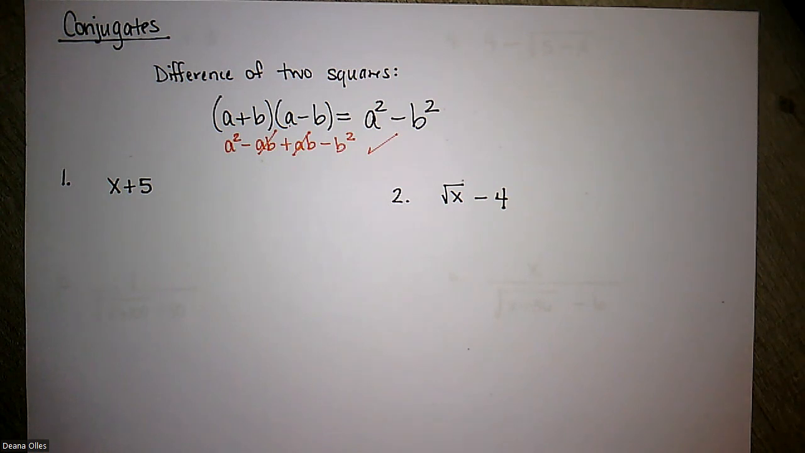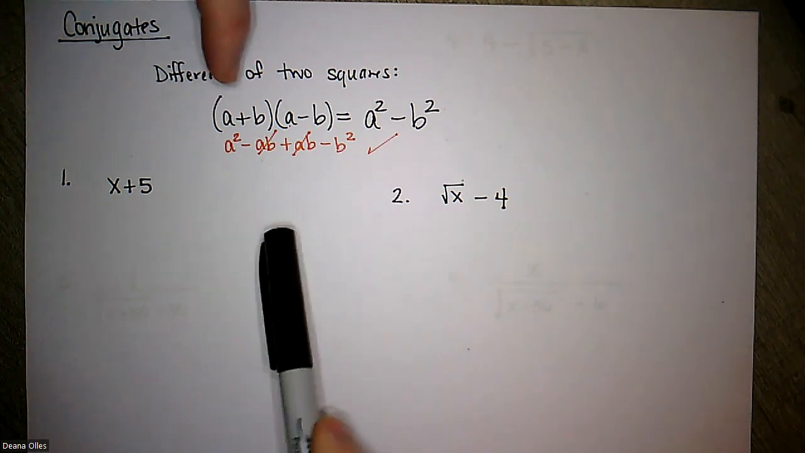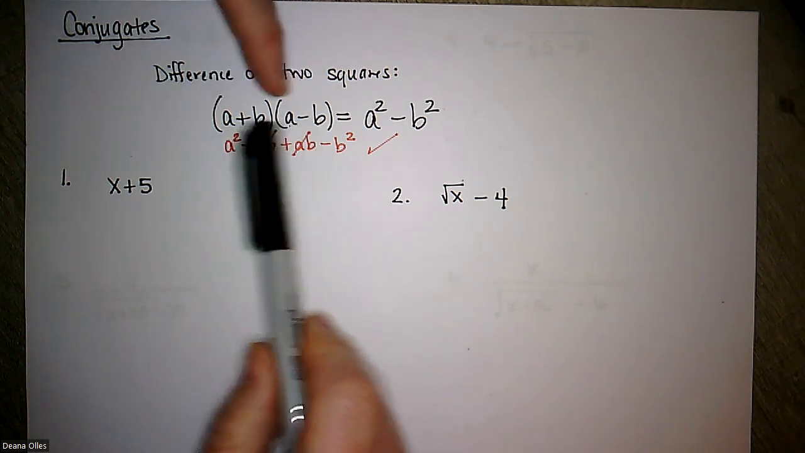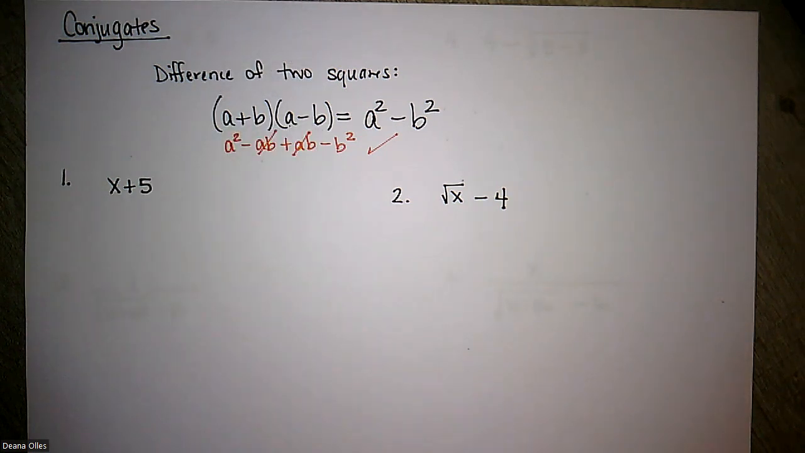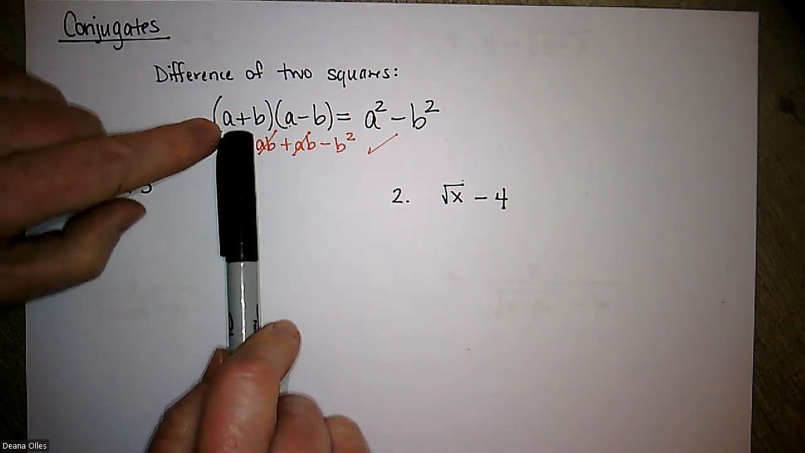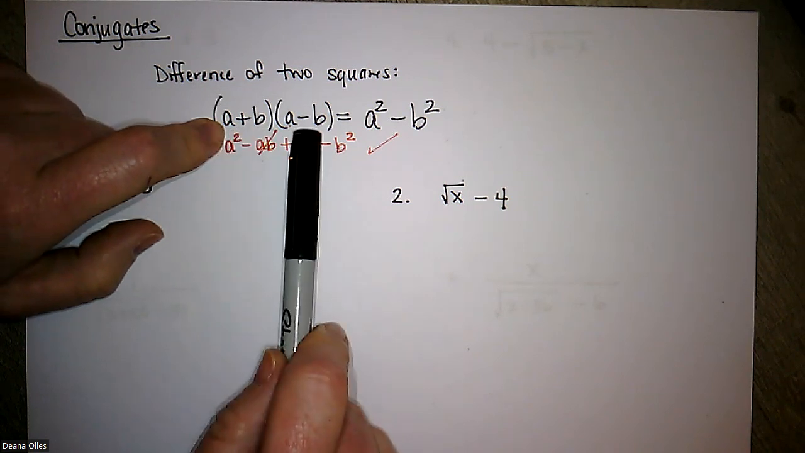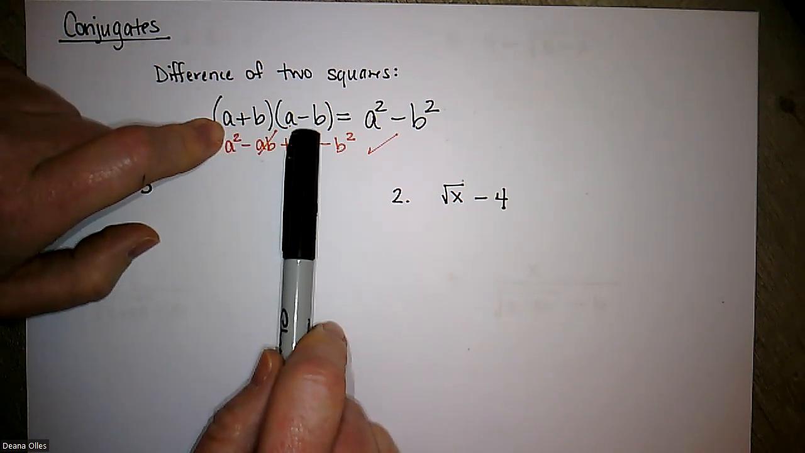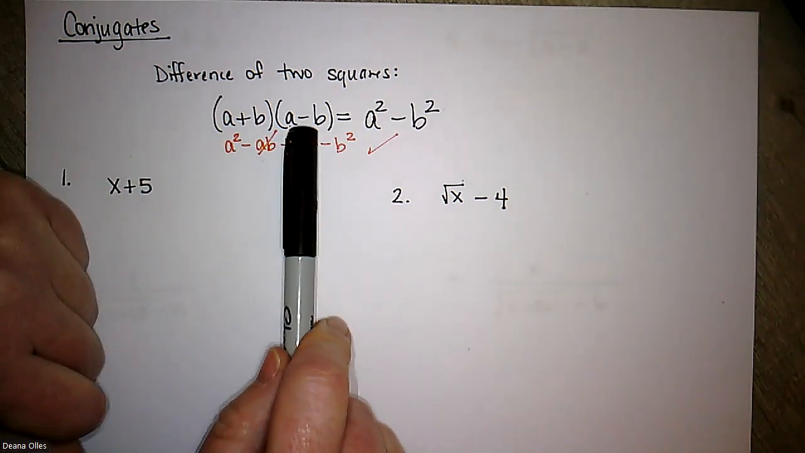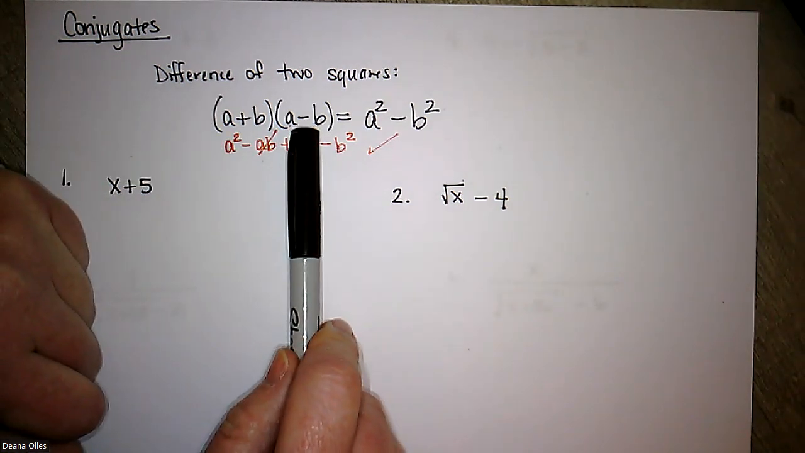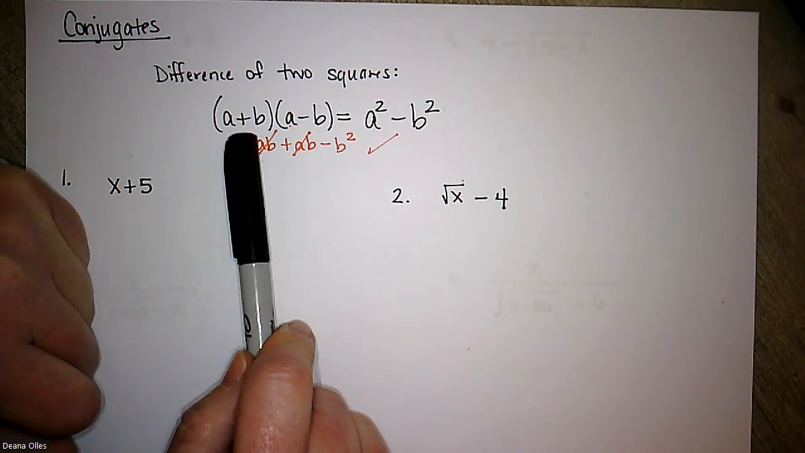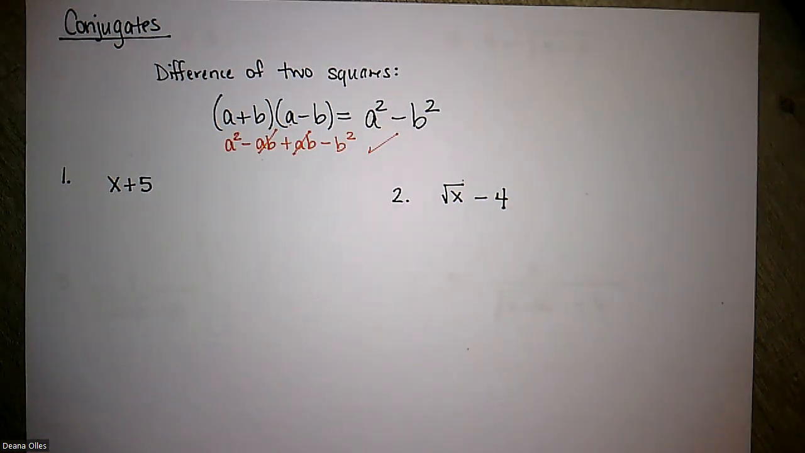So what's the point? Well, guess what the conjugate is? It is the same two terms with the opposite operation. So if you are looking at a plus b, the conjugate of a plus b is a minus b. If you're looking at a minus b, the conjugate of a minus b is a plus b. It's really that simple.